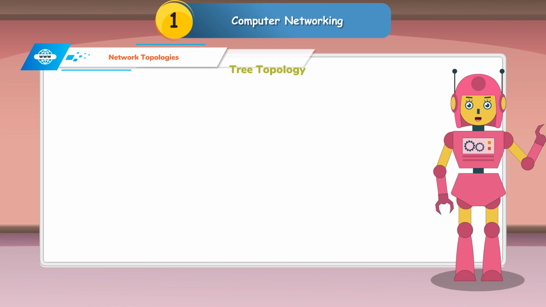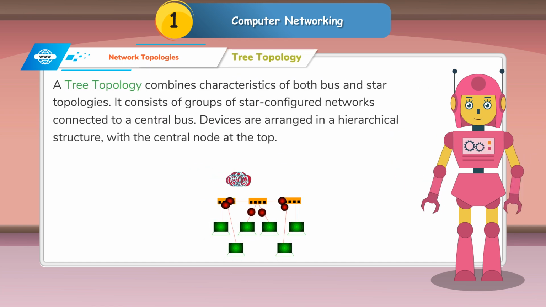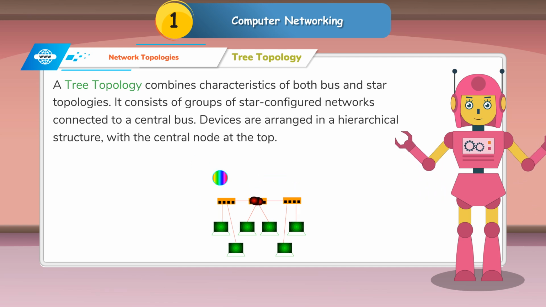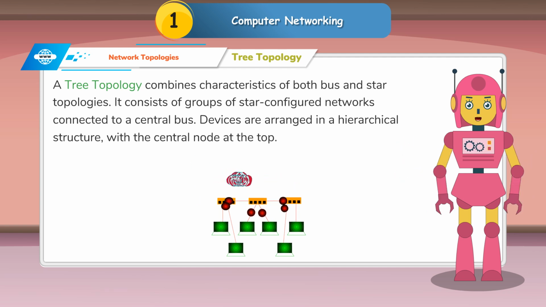Tree topology. A tree topology combines characteristics of both bus and star topologies. It consists of groups of star-configured networks connected to a central bus. Devices are arranged in a hierarchical structure with the central node at the top.